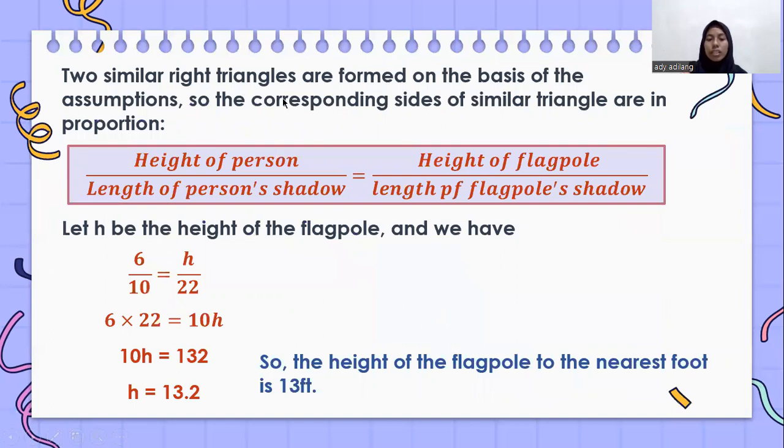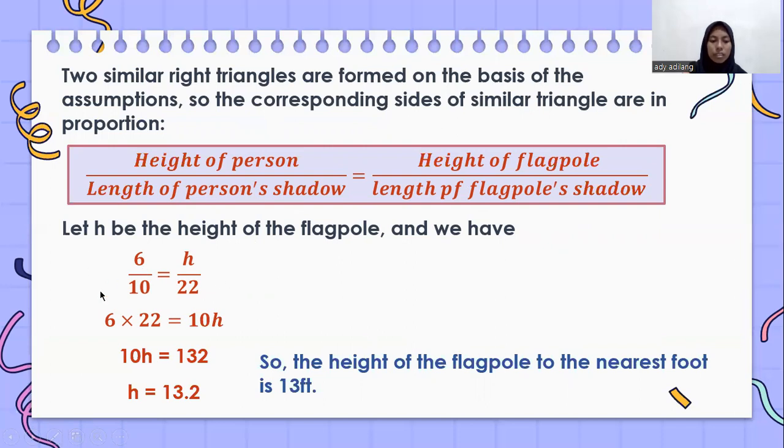Next, two similar right triangles are formed on the basis of the assumption. So the corresponding sides of similar triangles are in proportion. We got the proportion, which is height of person divided by the length of person's shadow is equal to height of flagpole divided by the length of flagpole shadow. Let h be the height of the flagpole, and we have 6/10. We got the 6 from the height of the person, and the 10 is from the length of the person's shadow. And h is the height of the flagpole, and 22 is the length of the flagpole shadow.